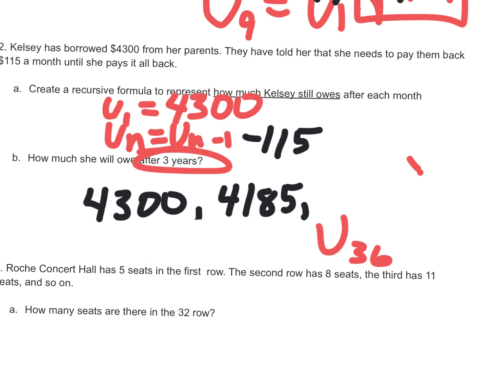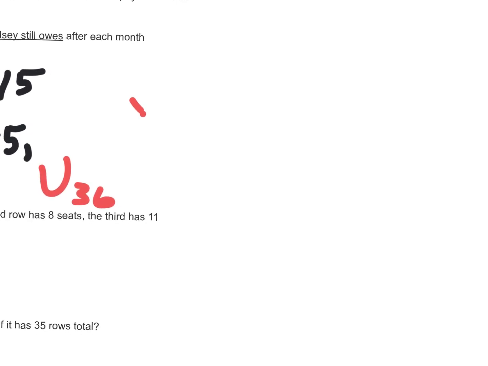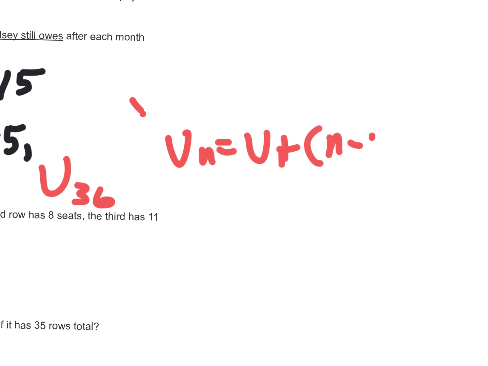115, 115, 115, 115. Arithmetic. Okay, so this is arithmetic. And here's the formula. U sub n will be U sub 1 plus n minus 1 times d. Did you choose the right formula like me? How many of you knew it was going to be arithmetic?